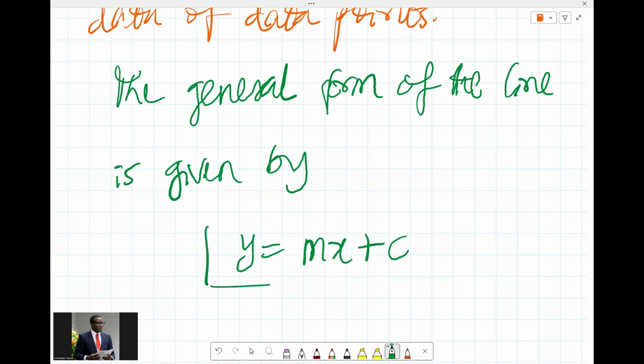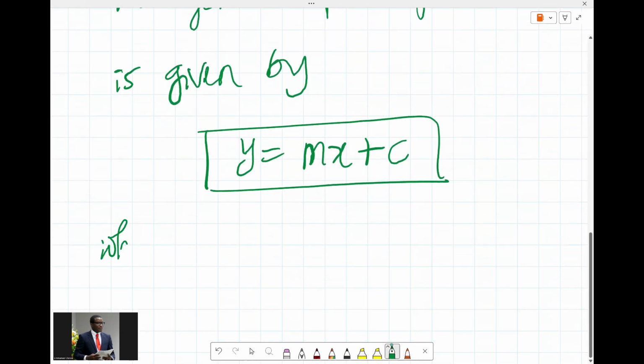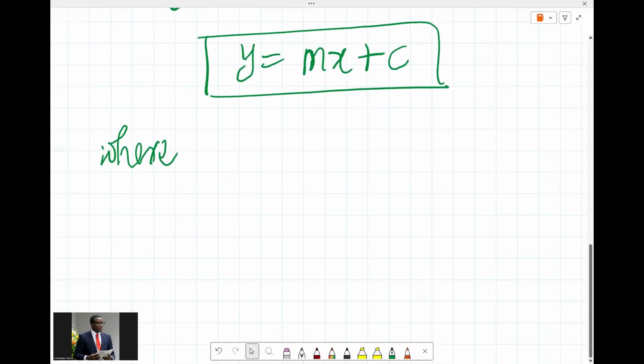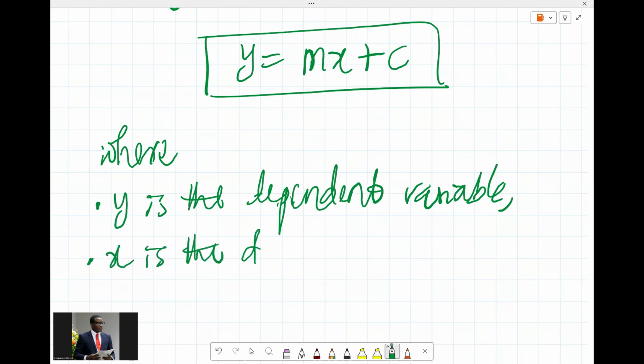where y is the dependent variable. So that means y depends on another variable. We have x, which is the independent variable, the variable upon which y depends. Y is the dependent variable. X is the independent variable.